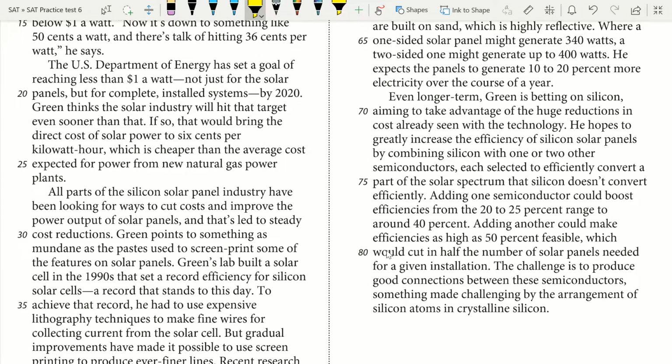The U.S. Department of Energy has set a goal of reaching less than $1 a watt, not just for the solar panels, but for complete installed systems by 2020. Green thinks the solar industry will hit that target even sooner than that. If so, that would bring the direct cost of solar panels to 6 cents per kilowatt hour, which is cheaper than the average cost expected for power from new natural gas power plants.